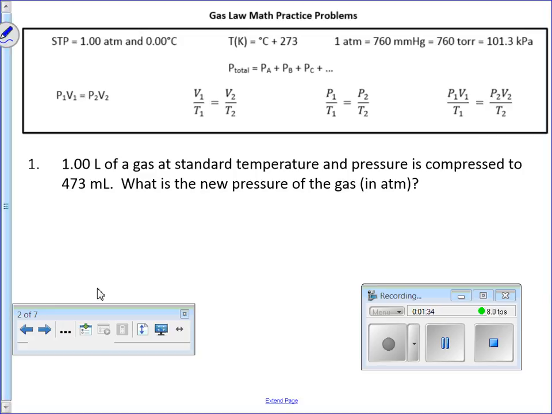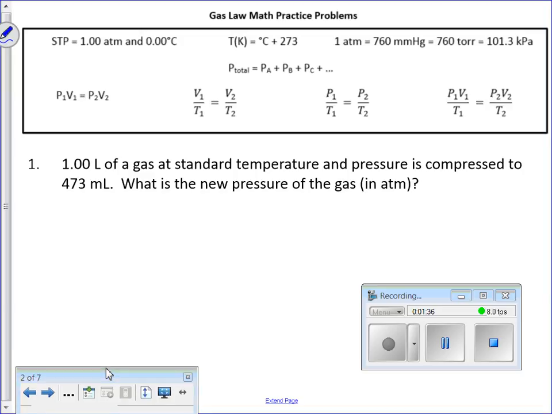So if we take a look at problem number 1, you have 1.00 liter of a gas at standard temperature and pressure. It's compressed to 473 milliliters, and you want to know what is the new pressure of the gas in atm. Okay, so what I like to do first is assign variables to the numbers and the units that I have in the problem. Let the units do the talking for you. So liters is a volume, so I have 1 liter of a gas at standard temperature and pressure. Now these are just words, but they mean numbers. So standard temperature and pressure is STP. So the standard pressure is 1 atm, and the standard temperature is 0 degrees Celsius.